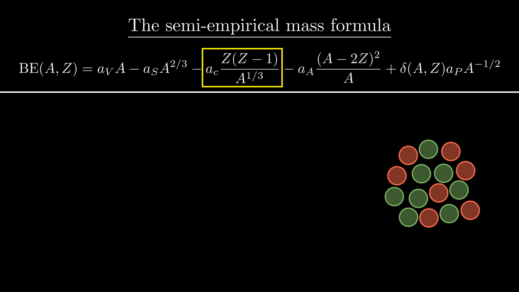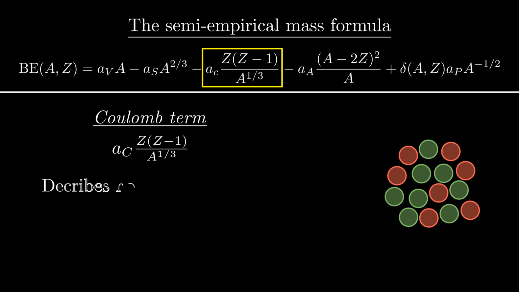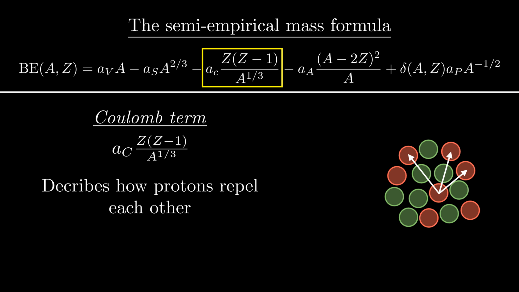Next up is the Coulomb term, with the form A sub C times Z times (Z minus 1) all over A to the 1/3 power. This term corrects for the fact that we need to reduce the binding energy due to the Coulombic repulsion between the protons. Now, unlike the strong force, electromagnetism has no problems acting at a distance, so all the protons in a nucleus will feel a repulsive force from all the other protons, regardless of if they're neighbors or not. For a collection of Z protons, there will be Z times Z minus 1 ways to pick an ordered pair of them, so this term scales with the number of proton-proton interactions, so to speak.